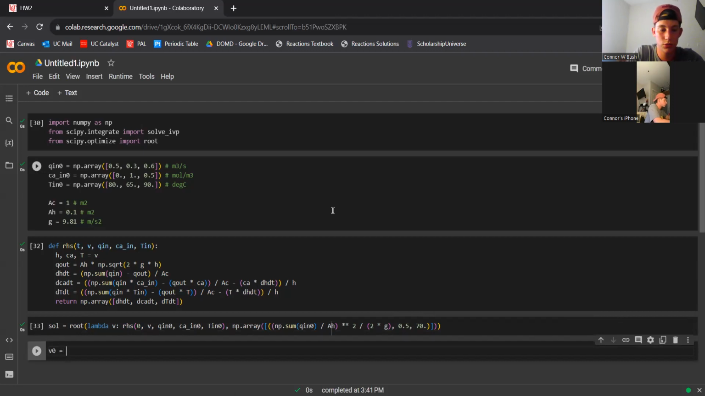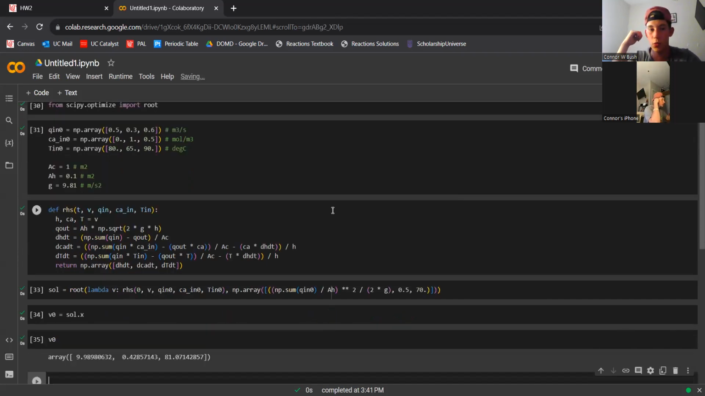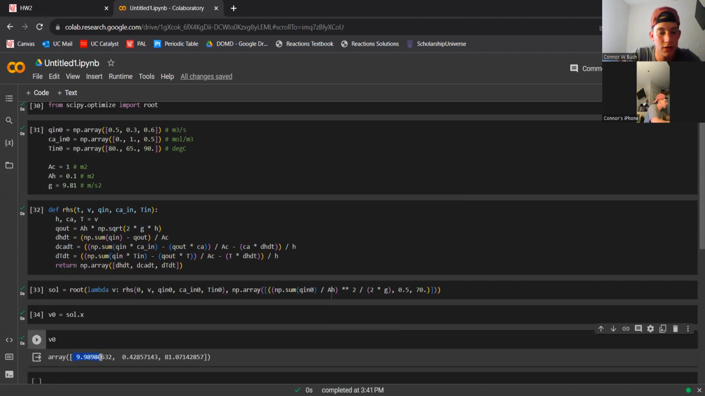We're going to unpack our solution here into this V naught variable. And then if we call that, we can see what our steady state conditions are. So here, first, we have the height. So roughly under 10 meters of liquid level in the tank at steady state, a concentration of around 0.43 moles per cubic meter of A in the tank, and then around 81 degrees Celsius for the steady state temperature.